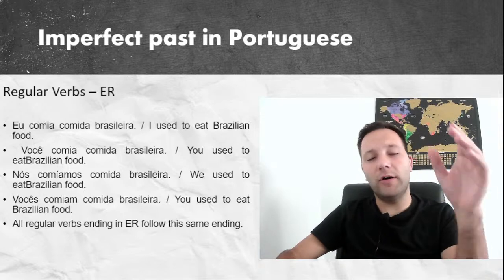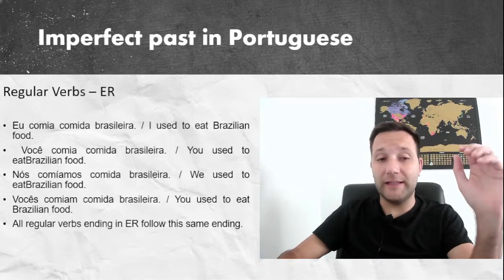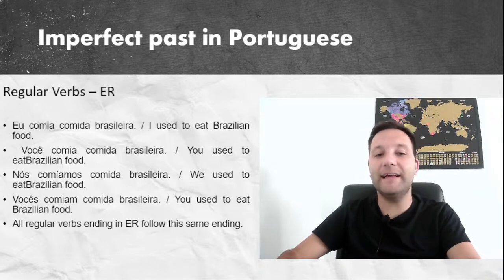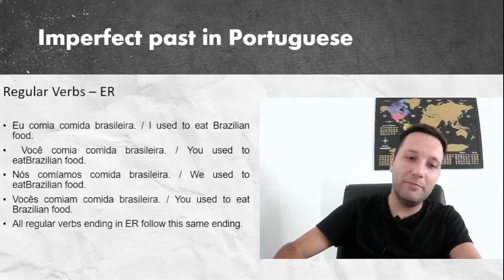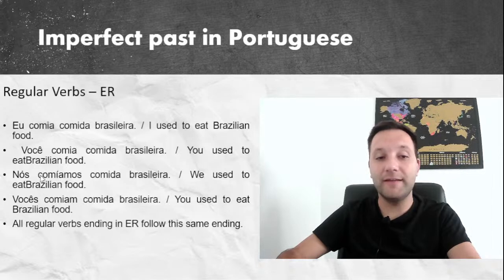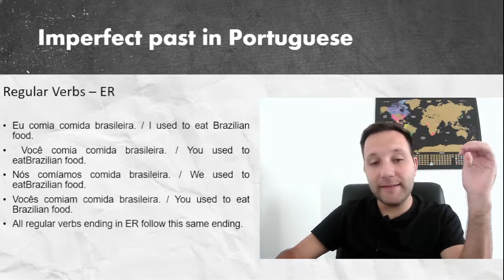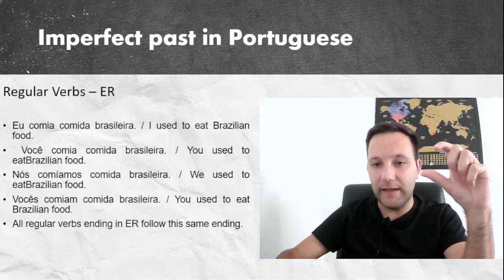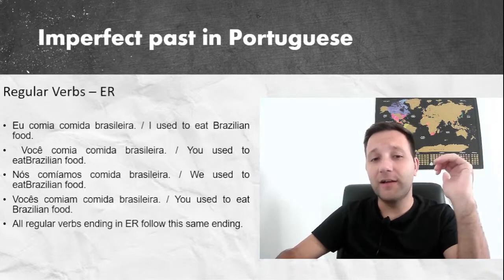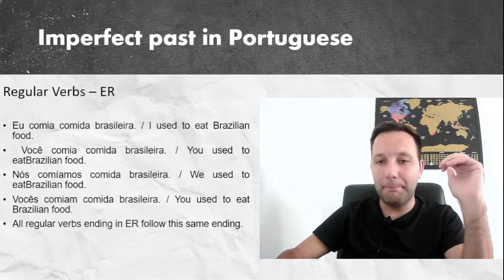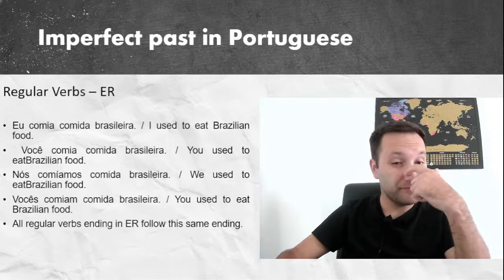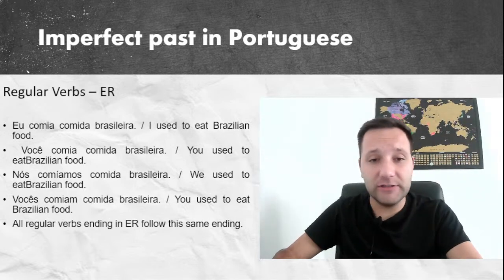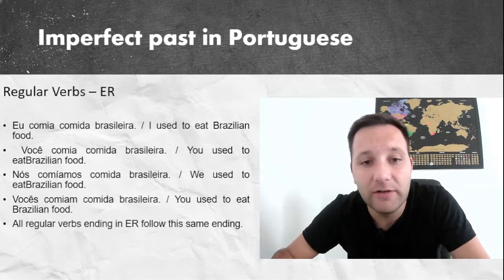But let's use another verb like beber, to drink. Eu bebia, você bebia, ele bebia, ela bebia. And the plural, nós bebíamos. And pay attention. There is an accent on the I in the second syllable. You need to stress it here. Comíamos, bebíamos, escrevíamos.